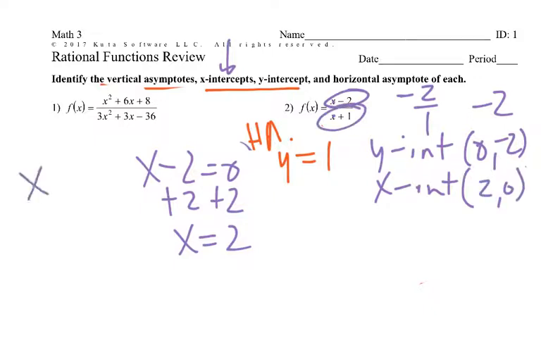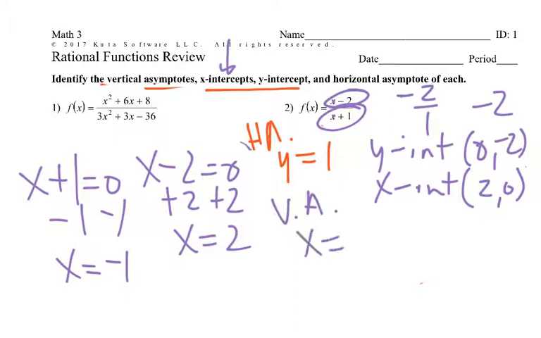Then the bottom, x plus 1 equals 0, would give us our vertical asymptote. So x would equal -1. So our vertical asymptote would be that line, x equals -1. Okay, so that one was a little more simple, not so bad.